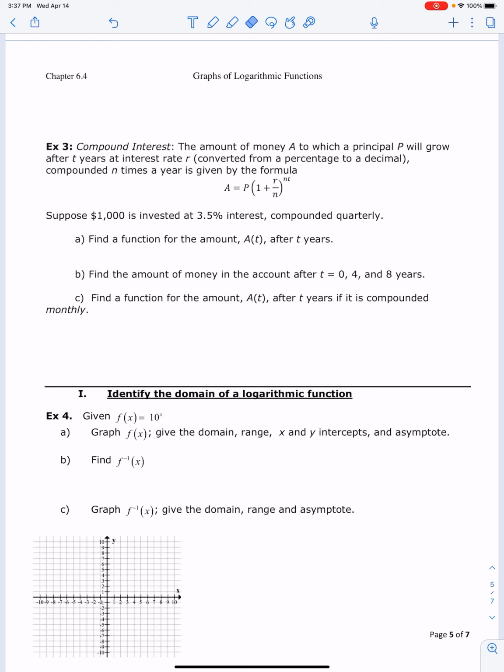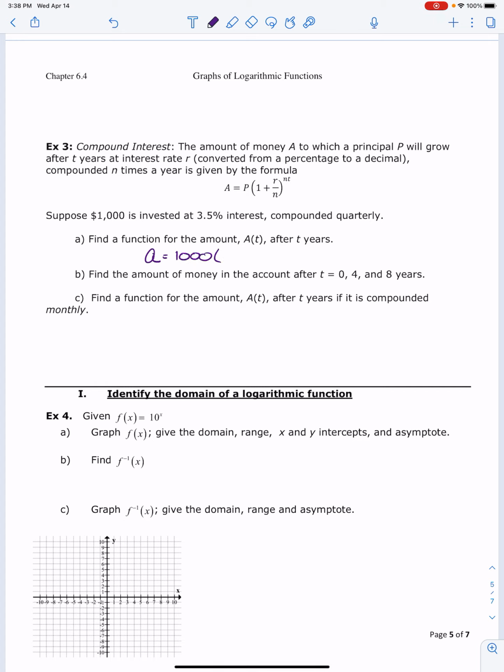These are the section 6.3 and 6.4 notes, page 5. So one more example here, the compound interest formula, just as a reminder. So we want a function for the amount A of t after t years, and we are just going to plug in the information from above.